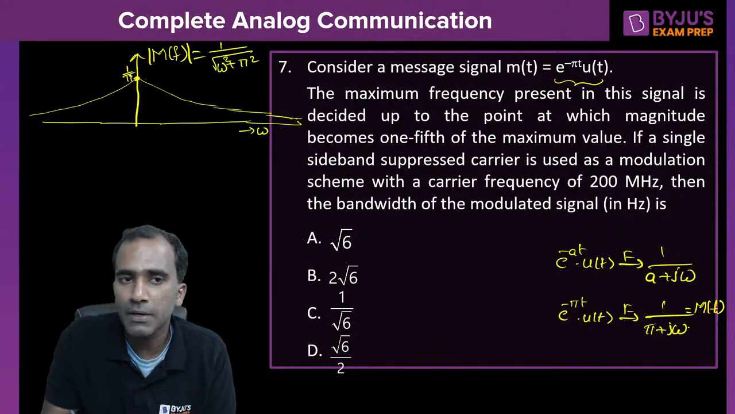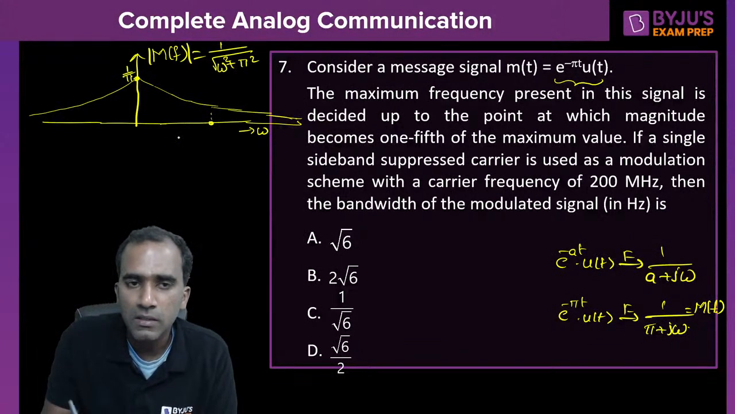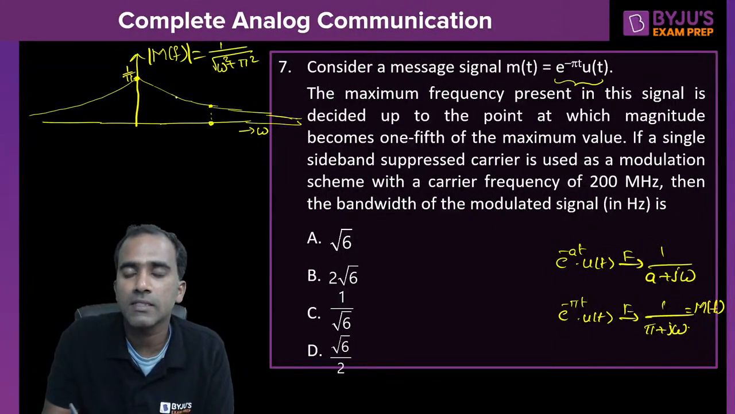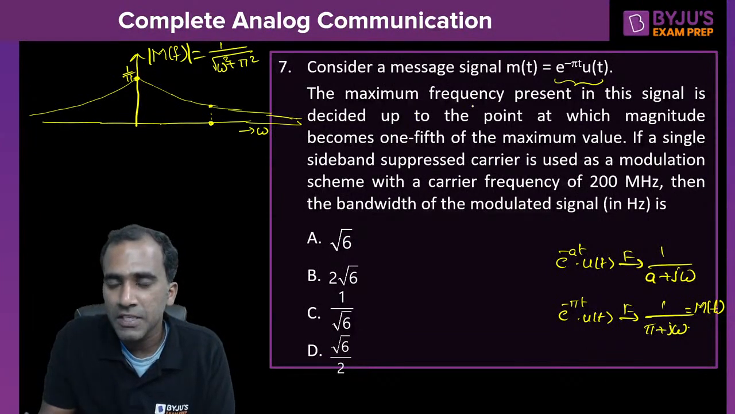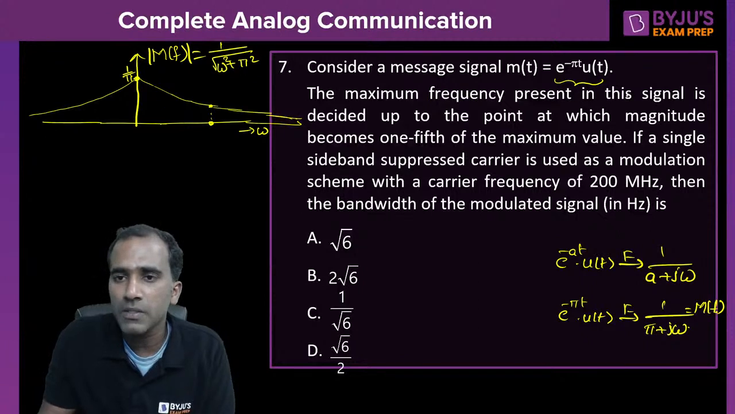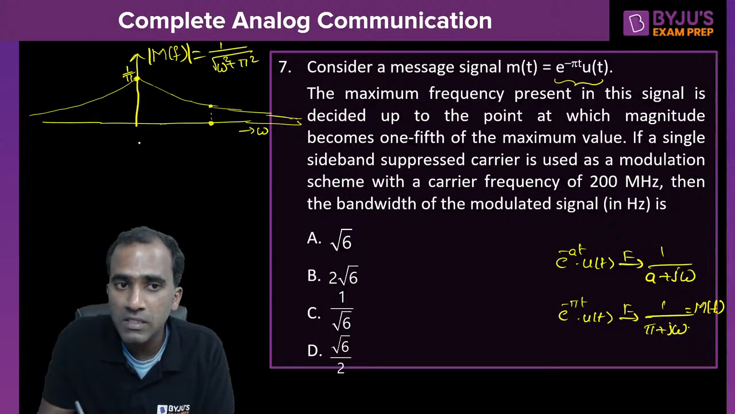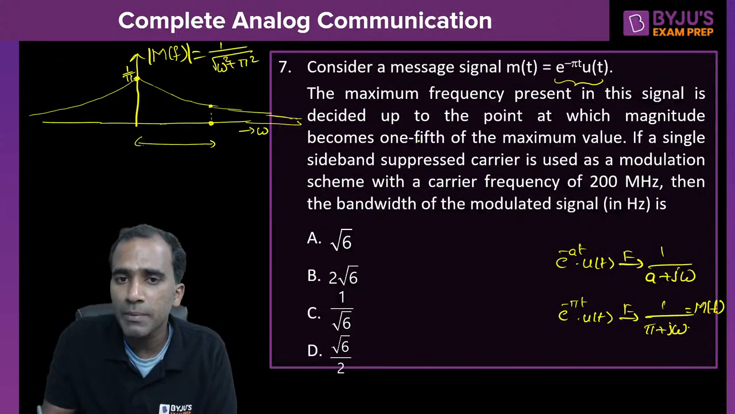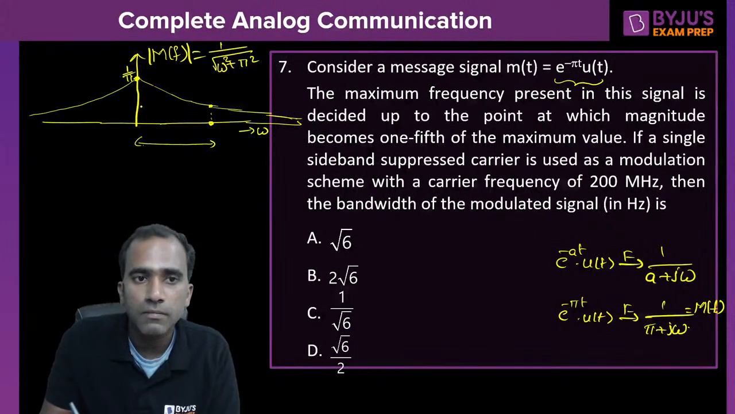1 by pi is the peak magnitude, right? If you talk about 3 dB bandwidth, you are talking about a range of frequencies, and at that end the magnitude should be 1 by root 2 times this, root 2 times less than this. But the definition here is different. The bandwidth they are considering is different here. The maximum frequency present in this signal is decided up to the point at which magnitude becomes 1/5 of the maximum value.